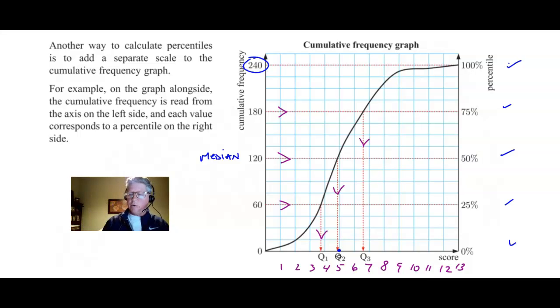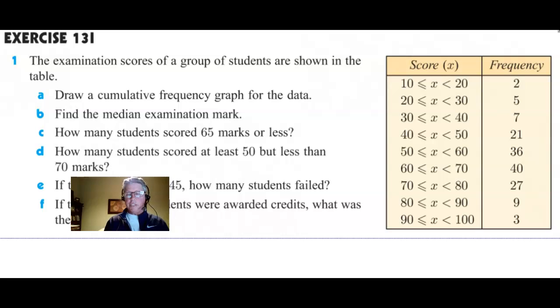The quartile 3, the 75%, helps, but you don't need these. You can just go, what is 75% of 240? And that's 180, and that tells you to go from over here, and that's going to give us our quartile 3. All right. Well, that's it.